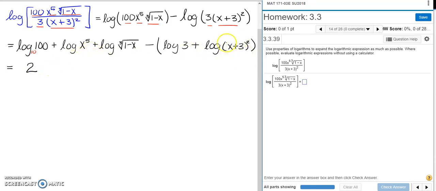The others I can't simplify. I can't simplify log of 3, mostly because it's just an ugly decimal. And the others I can't simplify because they have variables. But this one I could simplify. The exponent moves to the front based on the power rule. This is a 1/3 exponent. Okay, a cube root is the same thing as a 1/3 exponent. So that 1/3 is going to move to the front, just like the 5 did.